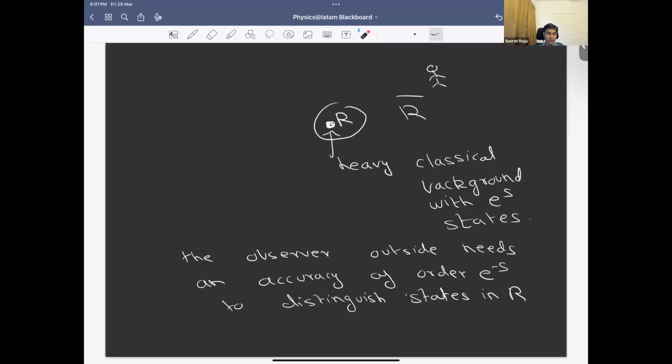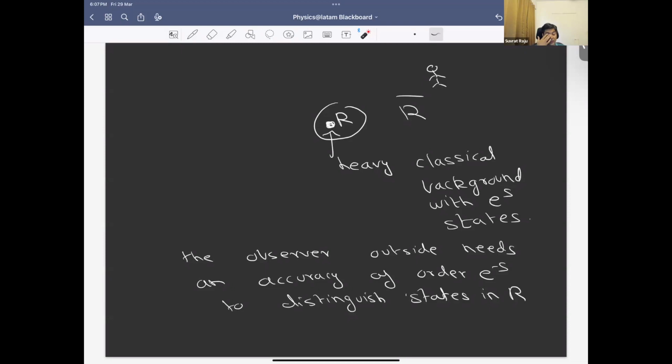There are e to the S possible states inside R. Then, clearly the observer outside needs an accuracy of order e to the minus S to distinguish these possible different states in R. There is no getting around that fact. It will be clear if you take the protocol that we had and ask what happens if you ramp up the energy so that you have more possible microstates. You will need this accuracy to reconstruct what's happening inside. Is this intuitively clear? I'm happy to explain this a little bit more, but I hope this is intuitively clear.